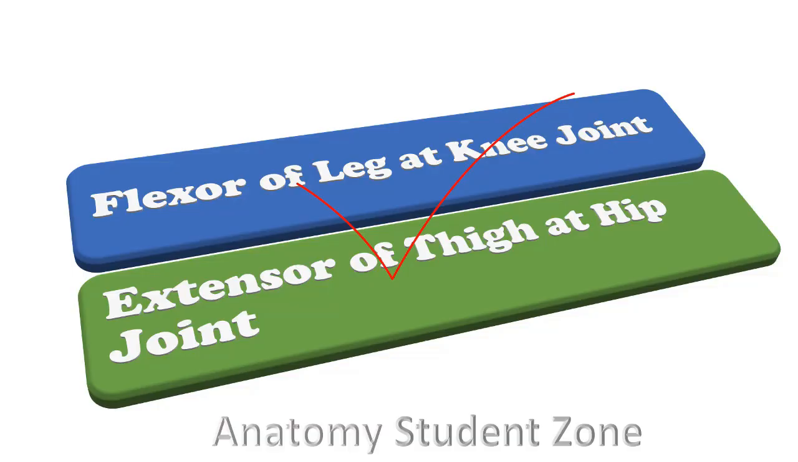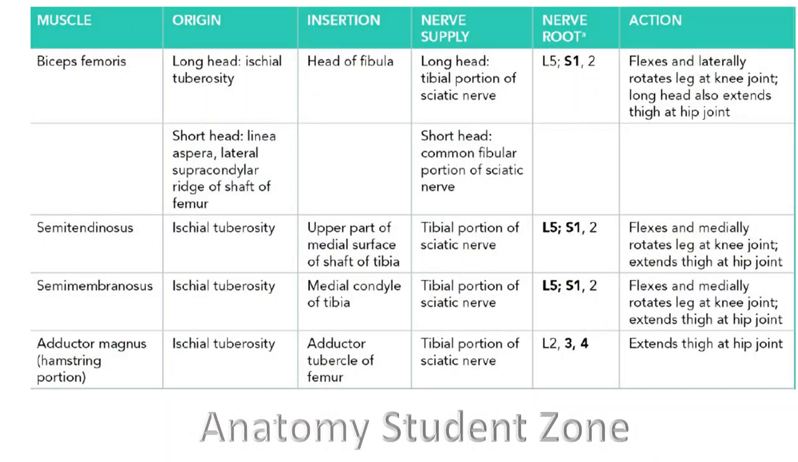Besides that, you already know the semimembranosus and the semitendinosus are on the medial side, so they are also medial rotators of the leg at the knee joint. And we also know the long head of biceps femoris and the short head of biceps femoris attach on the lateral side, so they are lateral rotators of the leg at the knee joint. It means at the knee joint they act as medial and lateral rotators: medial side muscles will be medial rotators and lateral side muscles will be lateral rotators.